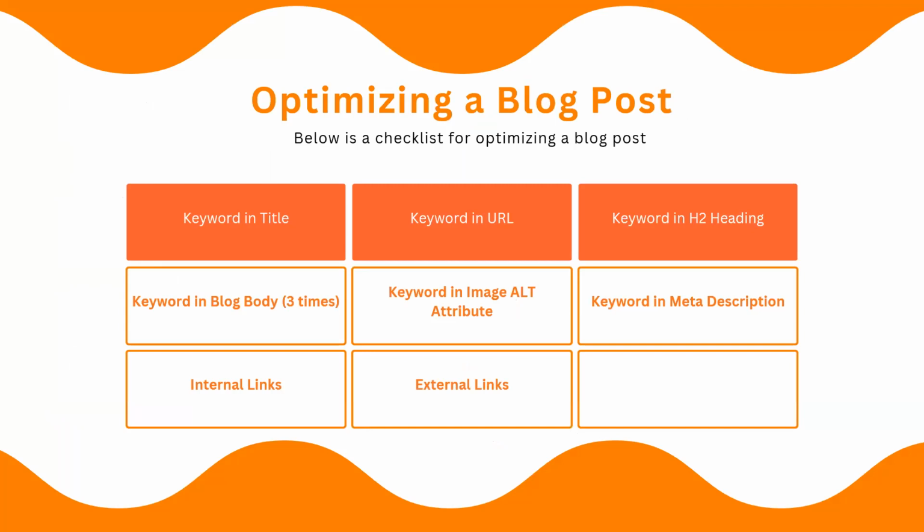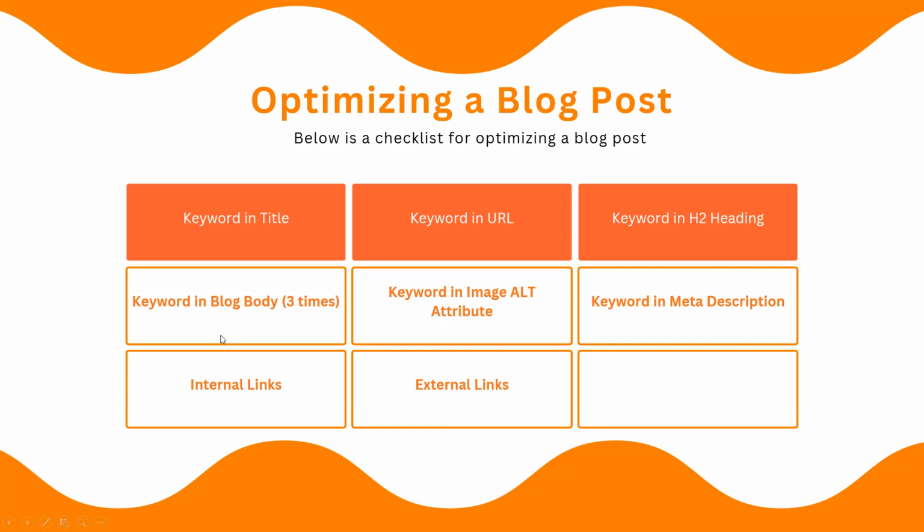So here's a checklist for writing a blog post. The keyword has to be in the title. I mentioned it earlier. The keyword should be in the URL. I mentioned that earlier as well. Your keyword should be in the H2 heading. I'll show you all these things. Let's try and do it today.